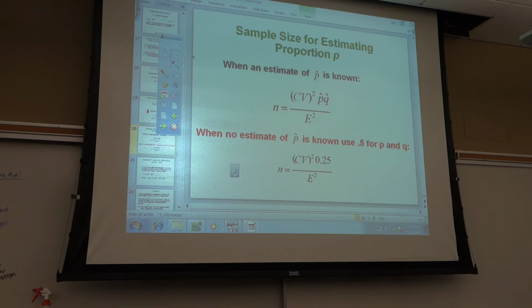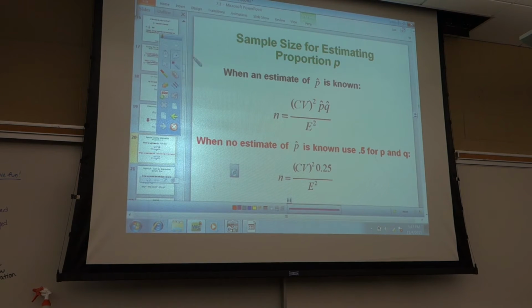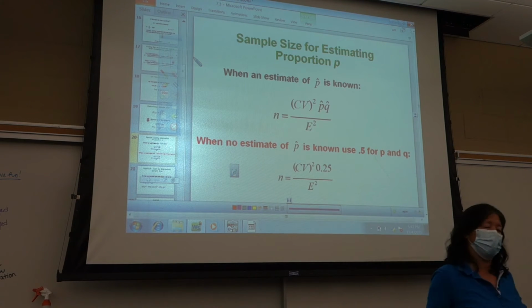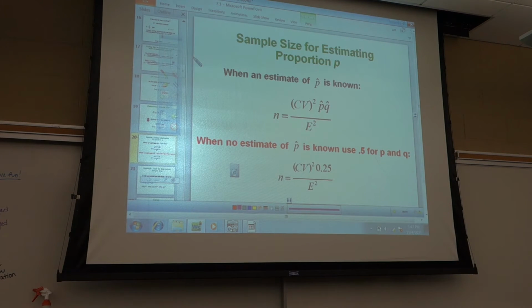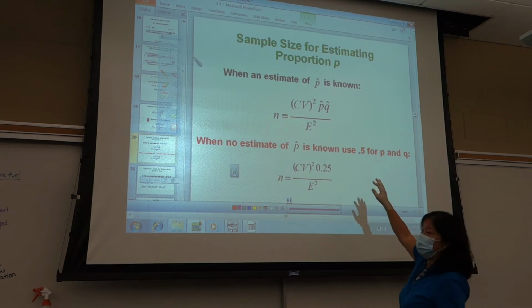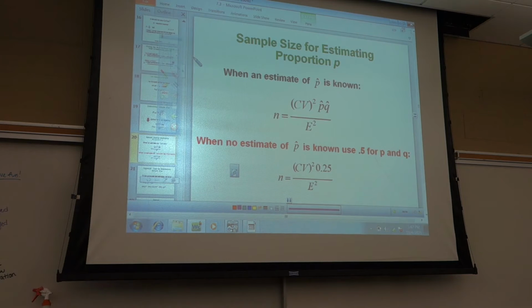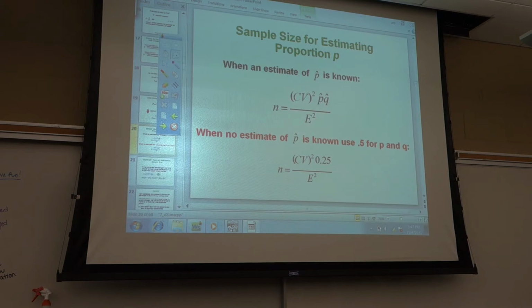Okay, so remember, we're determining how many people we're going to ask before we even take a sample. So we don't know what our p hat and q hat are. So we can either use a previous estimate of p hat from a previous survey, or if we don't have that, then we just use 50-50 for p and q, if there's no estimate we can use from the past. So 0.5 for p and q, 50-50, that's how we do it.